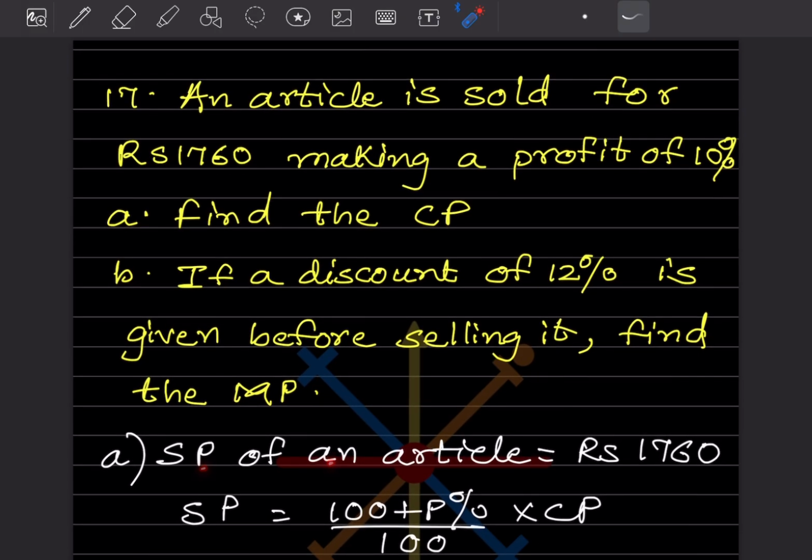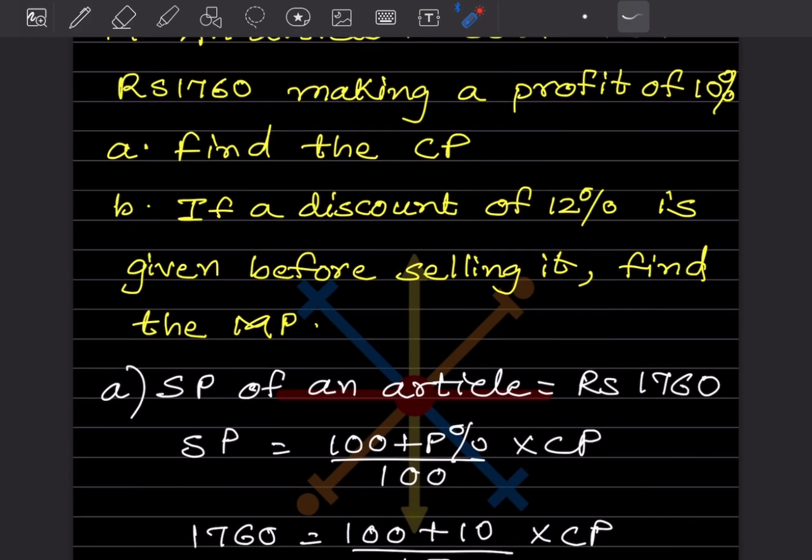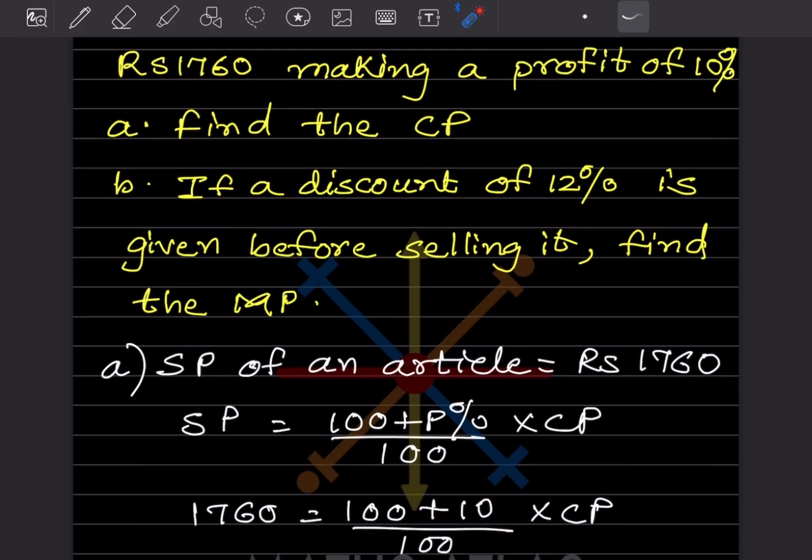So the selling price of an article, that is 1760, is given. So we have the formula. We want the CP, so we can use this formula. SP is 100 plus profit percentage divided by 100 into CP, because there is a profit of 10%. So here the selling price is 1760. Same here, this will be 10 because the 10 percentage is given. Profit of 10% divided by 100 into CP.